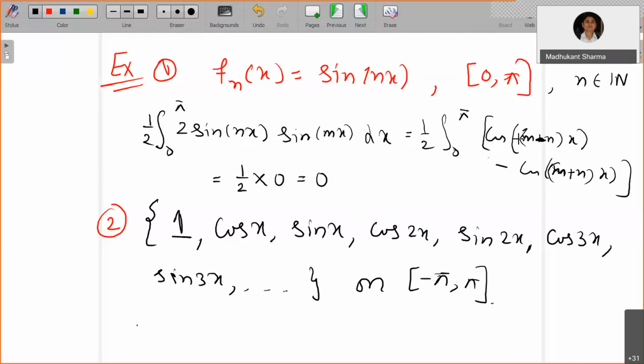So whenever m is not equal to n, this is equal to 0. If m is equal to n, what will happen here? For sin squared(nx), you can use the identity sin squared theta equals (1 minus cos 2 theta) by 2, and you can evaluate that. But at least we have seen that for m not equal to n, this integral is 0. For m equal to n, you can evaluate what is that constant value alpha.